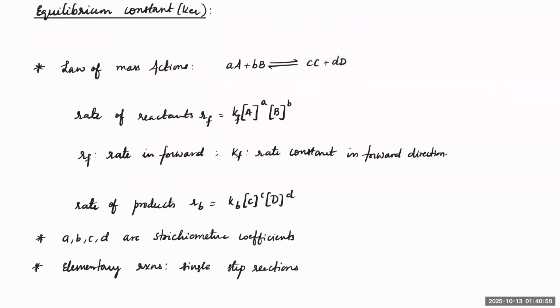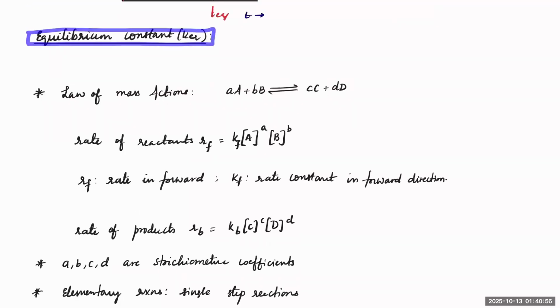Now, notice there is one important term called equilibrium constant. Whenever an equilibrium is achieved, we will be able to generate a parameter which will remain constant, and that parameter is what we call the equilibrium constant. To explain this, we will take the support of the law of mass action. What does that do? How does it help? Let's see. The law of mass action.